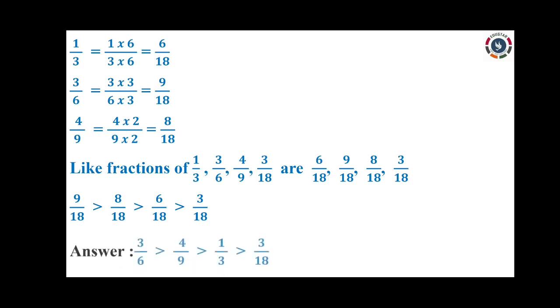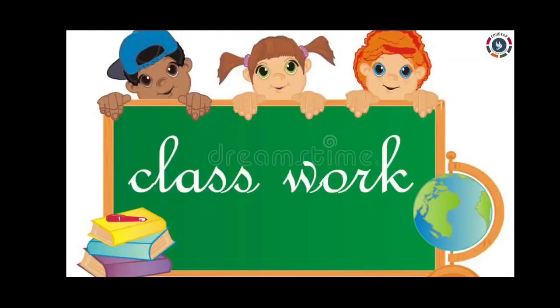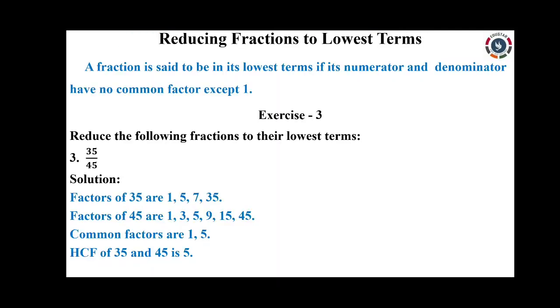The descending order for unlike fractions: 3 by 6 greater than 4 by 9 greater than 1 by 3 greater than 3 by 18. I hope students now you have understood well about ordering of fractions. Classwork: reducing fractions to lowest terms.